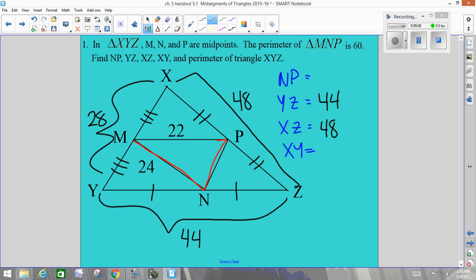Triangle MNP has a perimeter of 60. Remember, perimeter is the distance around. So all 3 of these need to add up to 60. So 24 and 22 gives us 46. 60 minus 46 would give us 14. Yay or nay for NP? Yay. And yay or nay for 28?